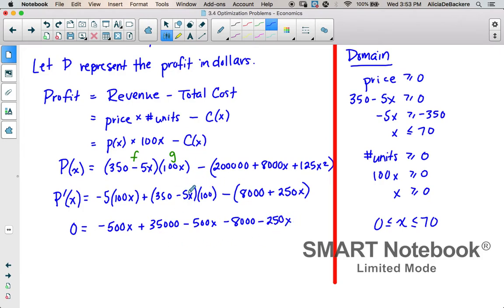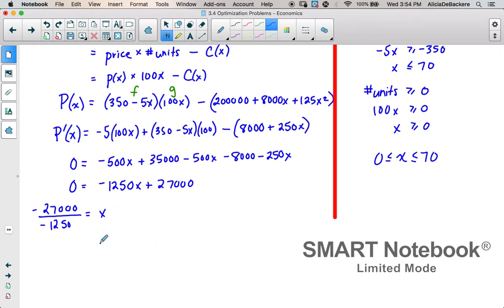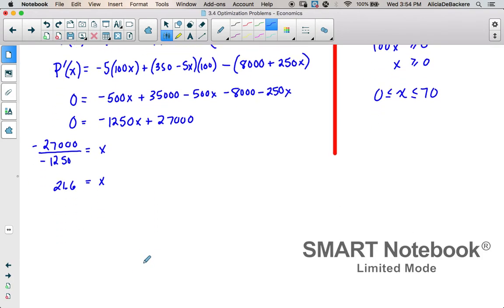So I multiplied the 100 into that bracket, and I multiplied the negative into this bracket. And now we're going to collect like terms, and I get negative 1250x and plus. All right, so now we'll solve for x. And that comes out exactly to 21.6. So I'm going to leave that there as a decimal. All right, we've got our x value.